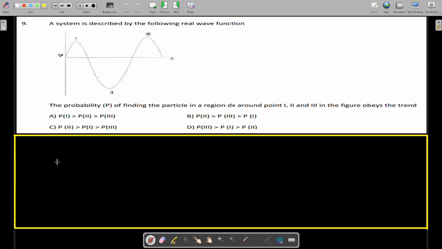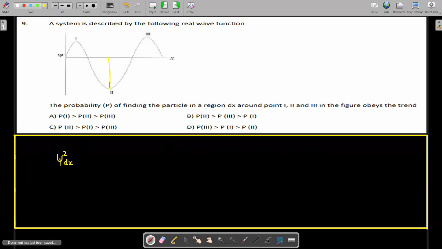When we are discussing about probability at a point, that is equal to psi square. And then if we want to find the probability in a length element, then we'll multiply it by this dx. If we want to calculate in area element, we'll multiply by dA. If we want to calculate in volume element, we'll multiply it by dV. So the question is simple. We have to find which point has maximum value of psi square. So you can see that at the second point, this height is maximum.